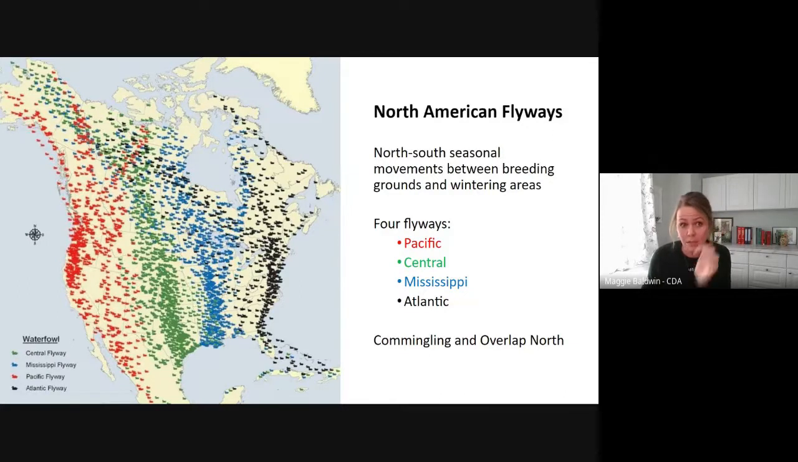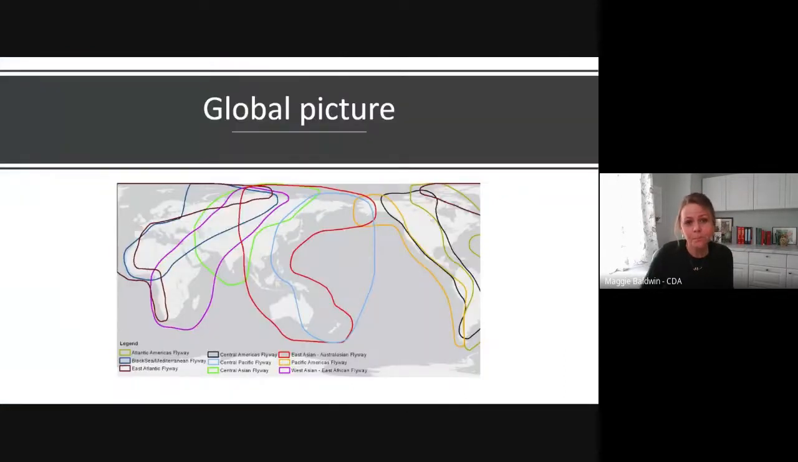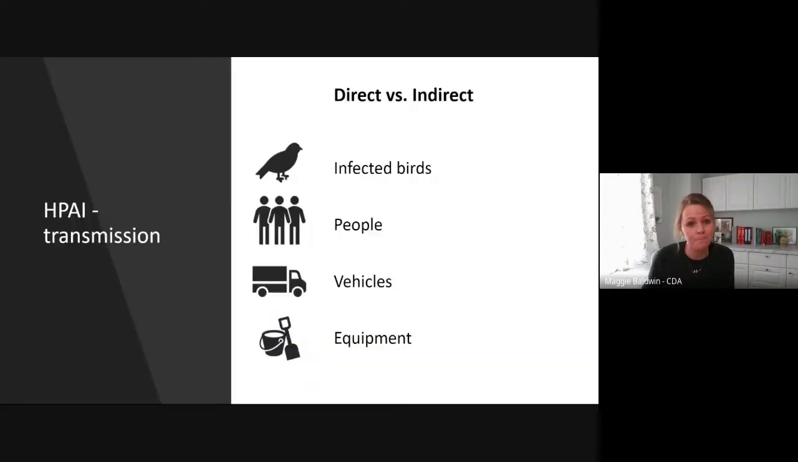But this is what wildlife services and our wildlife agencies target their surveillance against, and helps us see the movement of avian influenza as well. And global picture is even more complex for flyways.